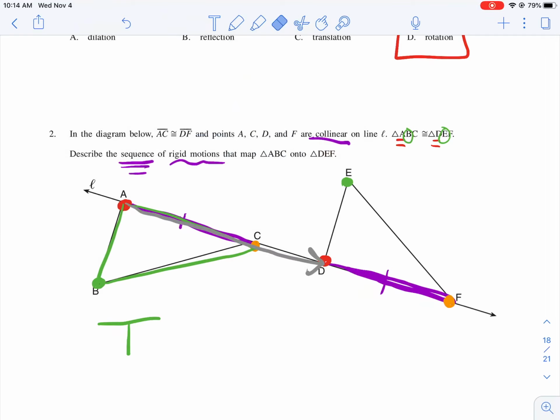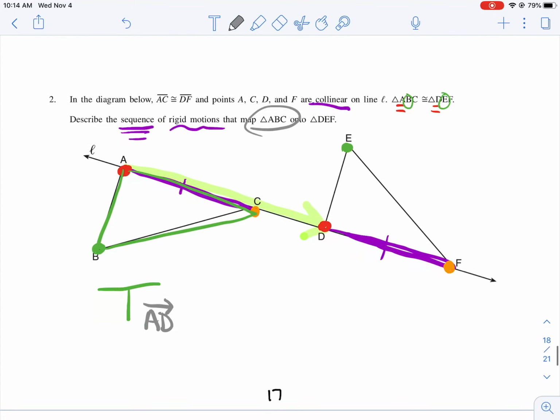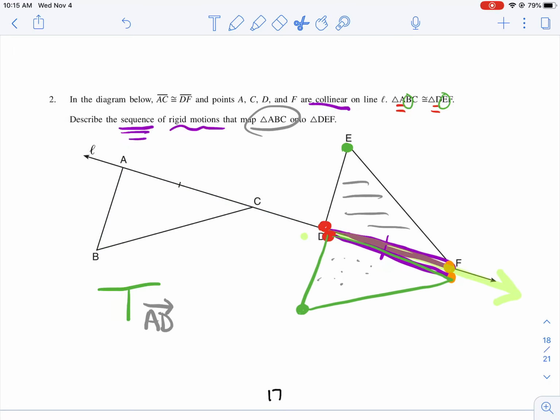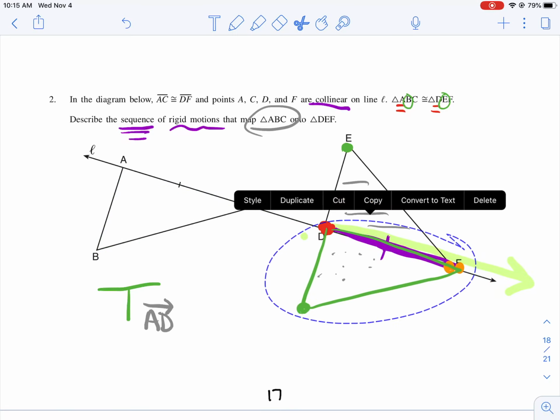Our vector, oh, sorry, I thought that was going to straighten out for me. Actually, let me use the highlighter. If I go from A to D, that's my vector. So our vector is AD. Okay? And again, I'm starting with this triangle here. This is our pre-image, this is our image. Now, once I have this triangle moved here, what am I doing?